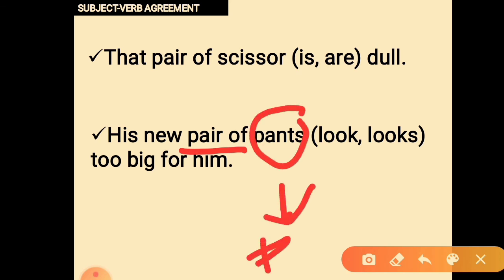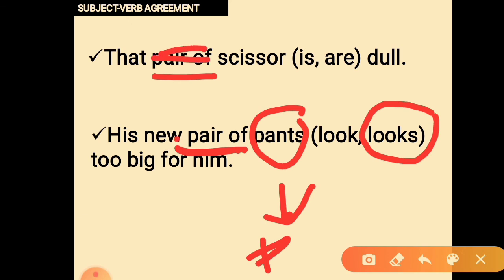Pag pants, plural siya, ang verb na gagamitin. However, meron kasing pair of. Kaya ang gagamitin nating verb is singular. Ano ang singular? Looks. Okay? Nagkakaintindihan. Again, kapag merong pair nouns indicated in the sentence that is being preceded with pair of, ang verb na gagamitin natin is singular, may s siya. Pero kapag wala yan, scissors lang, tsaka pants, ang gagamitin natin is plural. Okay po? Na verb.